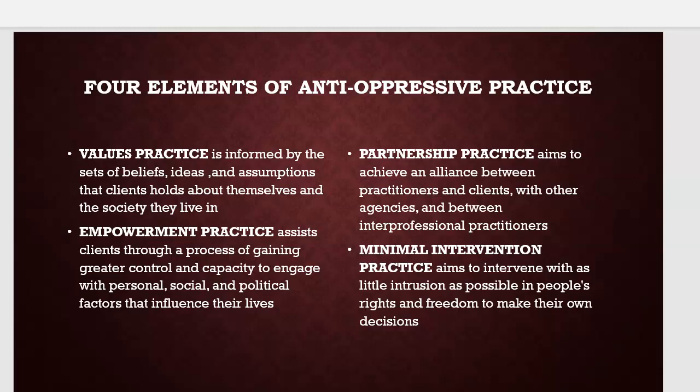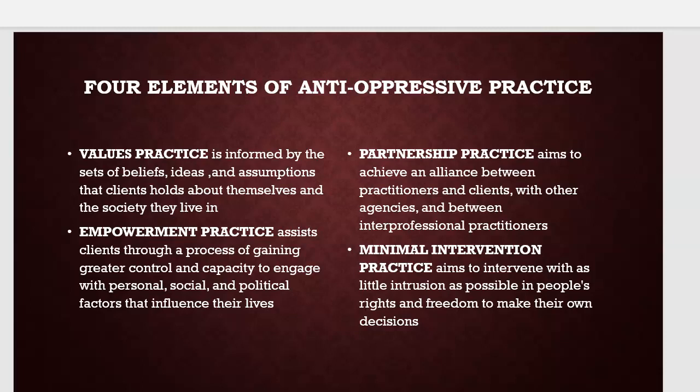So there are four elements of anti-oppressive practice. One is values practice. So we want to be informed by the beliefs, ideas, and values that our clients hold about themselves and how they experience the environments and context of where they live and how they live. So we need to acknowledge that our clients may hold different values, and that needs to be okay with us. We cannot impose our own values or our own perspectives on how clients should live their lives.